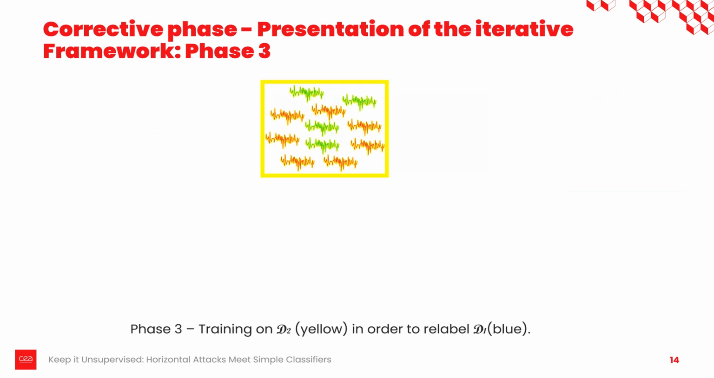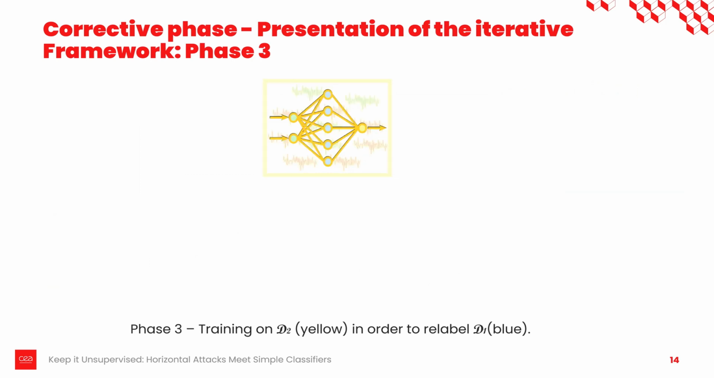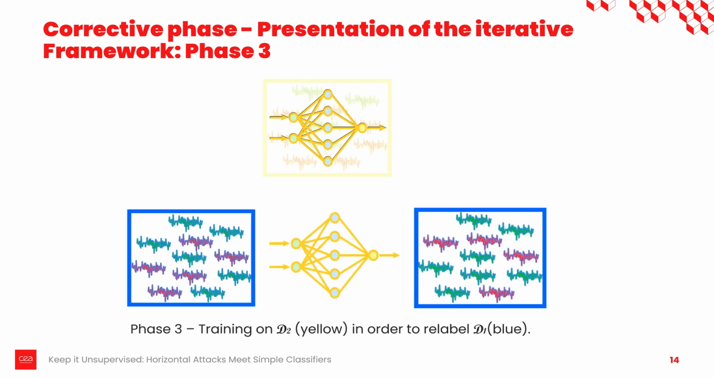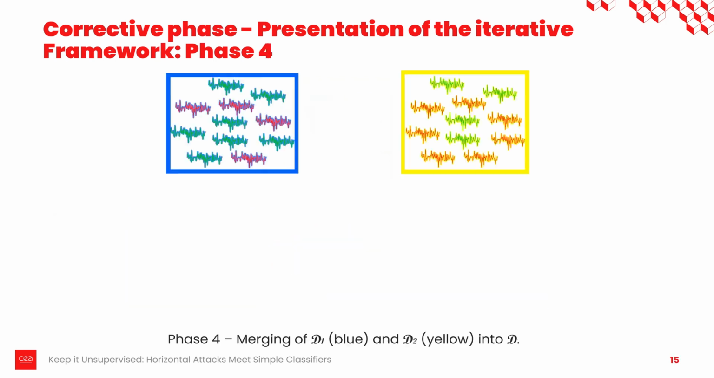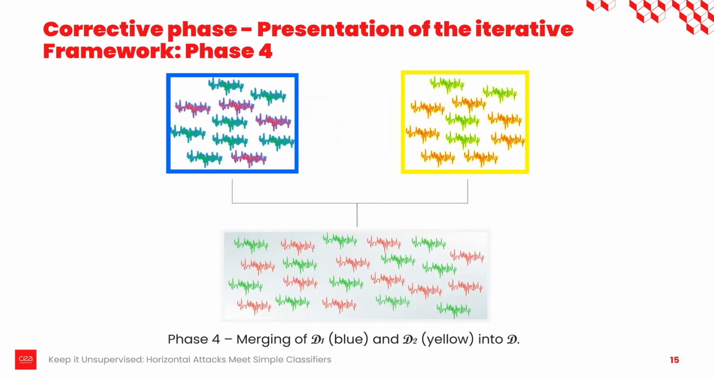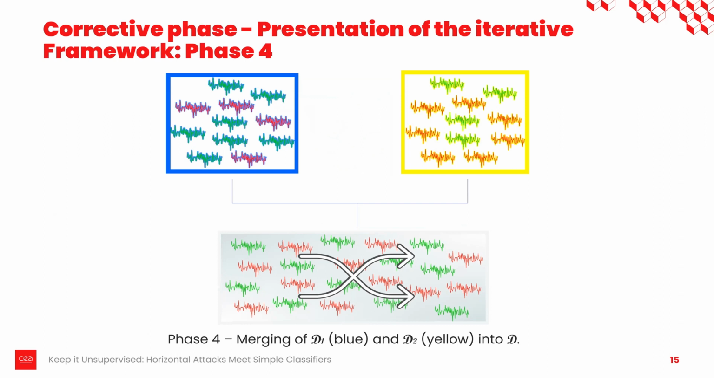In the same way, we now train again the neural network using this time the yellow dataset, and then we use it to predict new labels for the blue dataset. So now that both blue and yellow datasets have new labels, we merge these datasets and shuffle traces to split them again into two new blue and yellow datasets, going back to step 1 and so on. So the claim is that after a certain number of iterations, labels become stable and the clustering errors have been corrected.